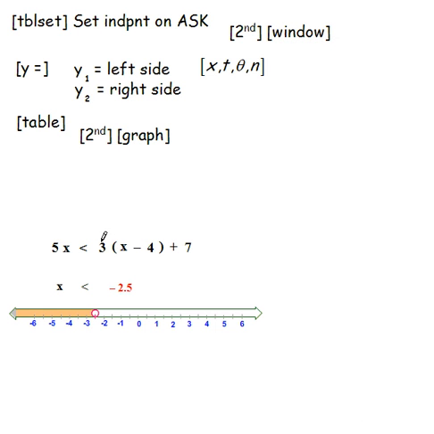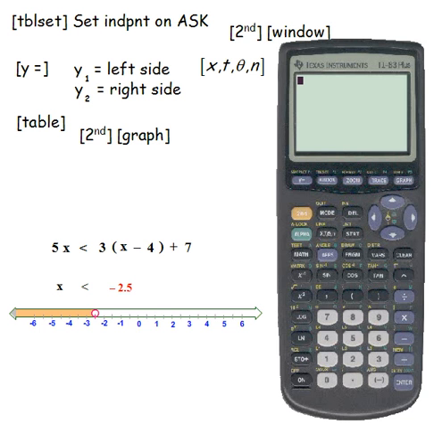5x is less than 3 times the quantity x minus 4 plus 7. I followed the solution, and the solution given was x is less than negative 2.5. And it is shown graphed here with an open circle at negative 2.5 and the points to the left of that circle shaded. All right, let's get the calculator and see how we would check this.